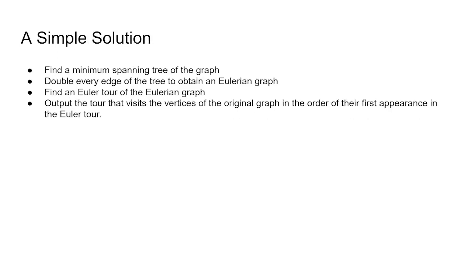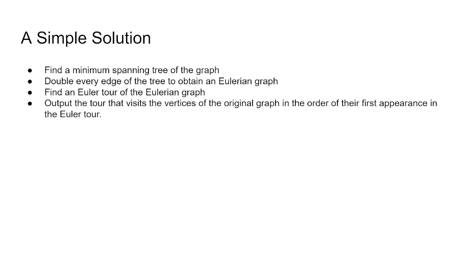A simple solution for this metric TSP problem is as follows. We find a minimum spanning tree of the graph. A minimum spanning tree can be computed in polynomial time using, for example, Kruskal's algorithm or Prim's algorithm. After that, we double every edge of the tree to obtain a Eulerian graph. By definition, a graph is Eulerian if all vertices have even degree, which means every vertex has an even number of edges connecting to it.